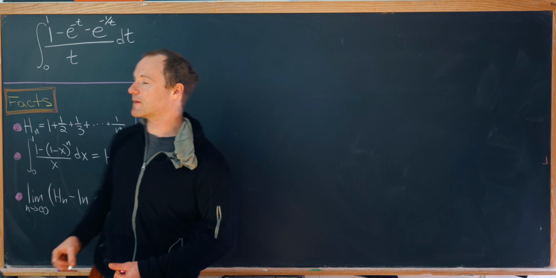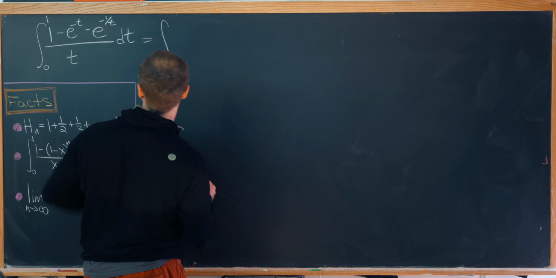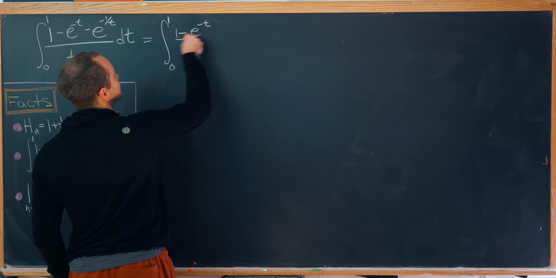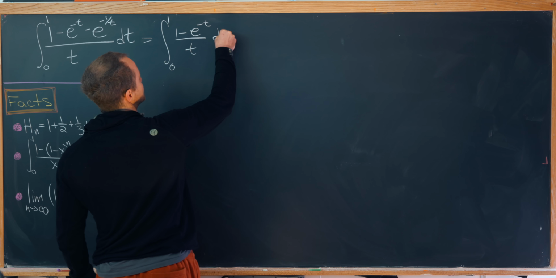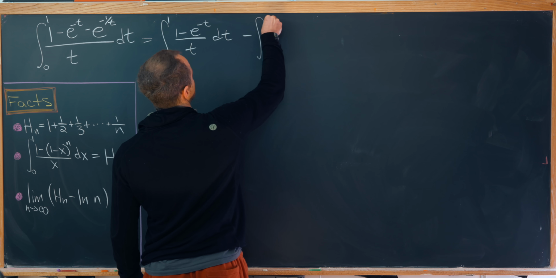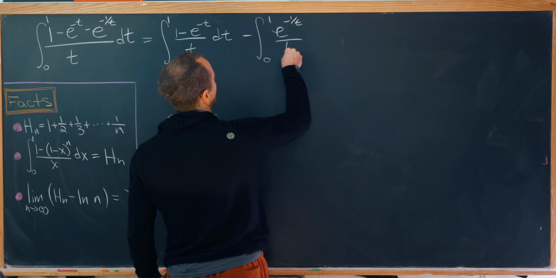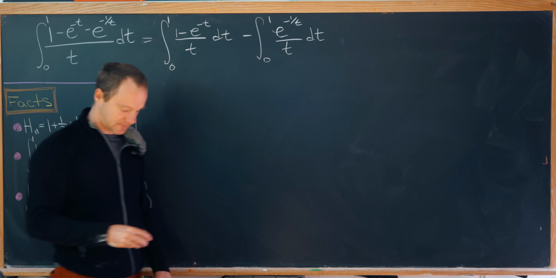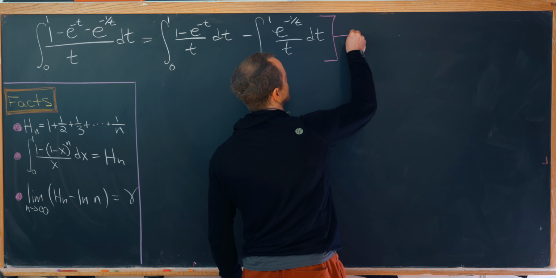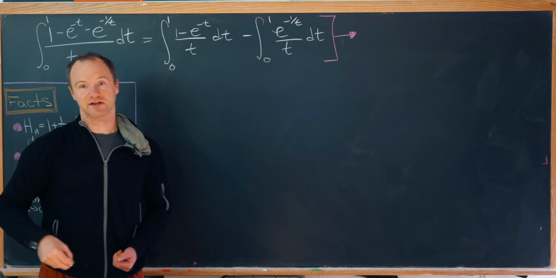We'll start by splitting this up into two integrals. So the first one will contain the first two terms in the numerator. We have the integral from 0 to 1 of (1 minus e to the minus t) over t dt. And the second one will be what's left over, so minus the integral from 0 to 1 of e to the minus 1 over t, all over t dt. Now I'd like to perform a change of variables on this second integral to hopefully make it a little more similar to this first integral.